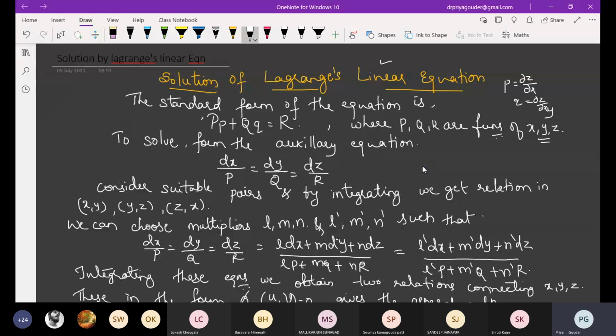So whenever you want to solve Lagrange's linear equation in this standard format, you have to write the auxiliary equation dx upon P equal to dy upon Q equal to dz upon R. Here there are two varieties of examples. One is straightforward, in the sense that when you see the equations, you will know whether you can solve it easily or not. Just look at this auxiliary equation: how many relations, or how many equations, can be formed?